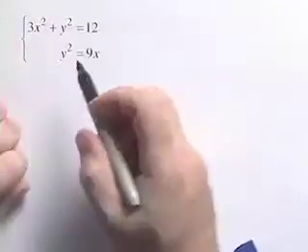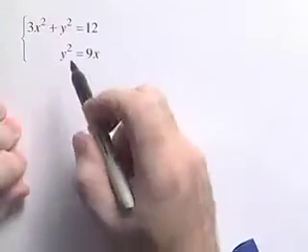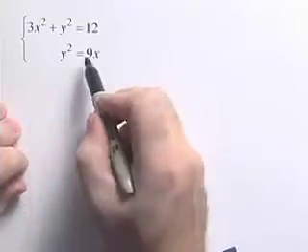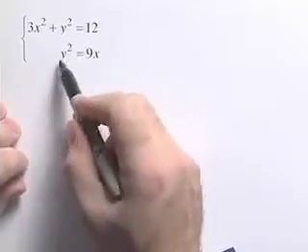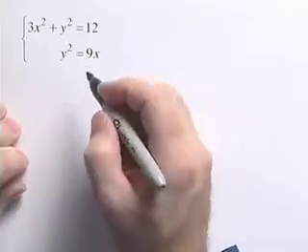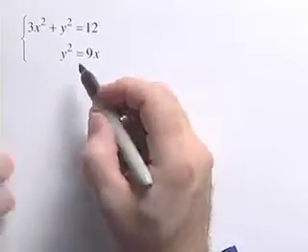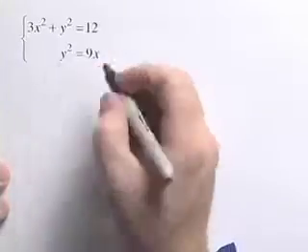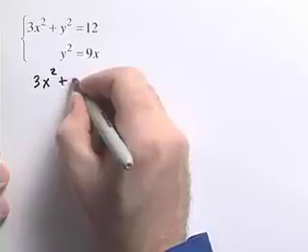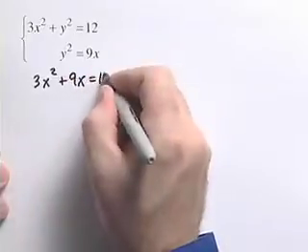Here we're going to solve a system of nonlinear equations algebraically. As before, when we solve systems algebraically, we could use the method of substitution or elimination. Because this second equation is already solved for y squared, and I need a y squared in my first equation, we're going to go ahead and use substitution. If we let y squared equal 9x in our first equation, we'll have 3x squared plus 9x equals 12.